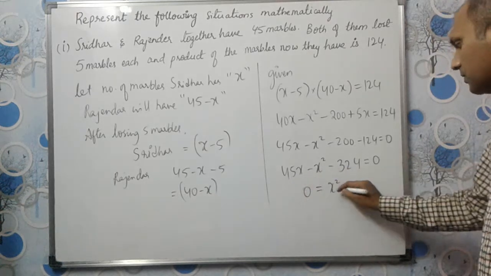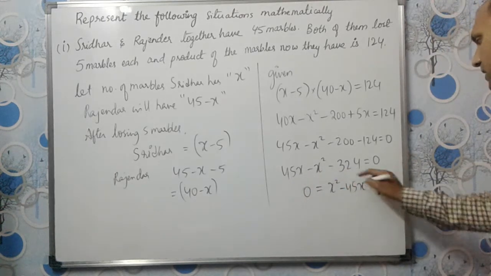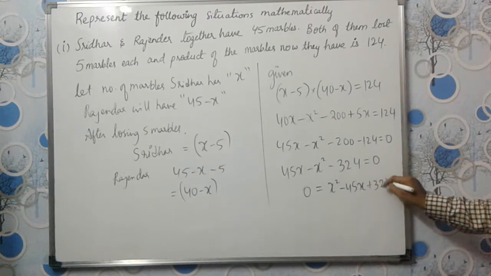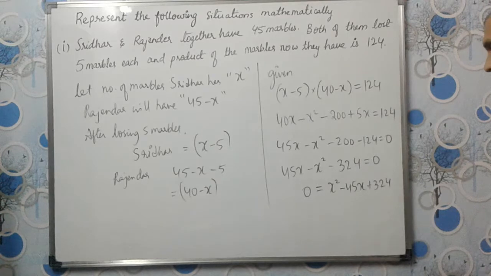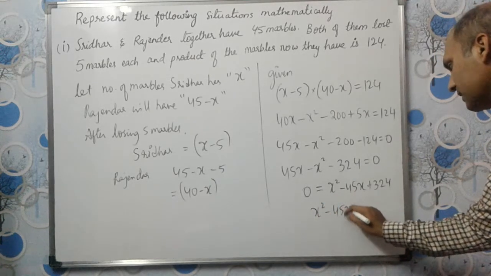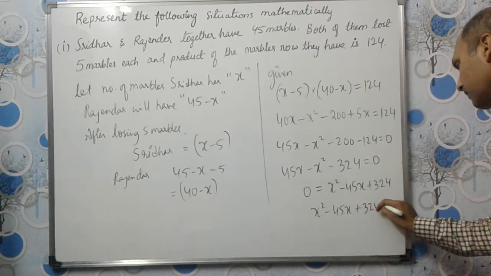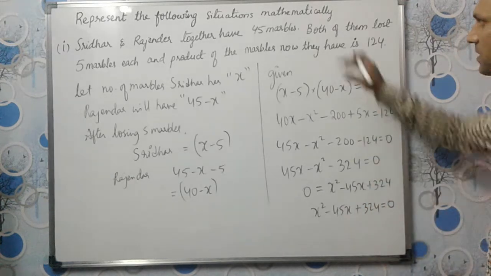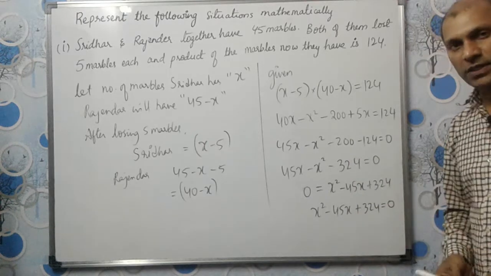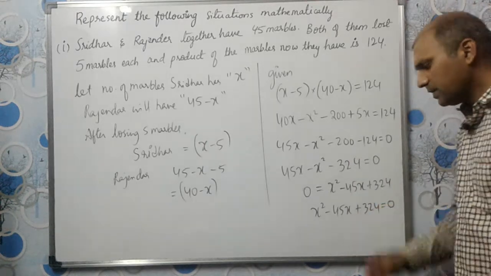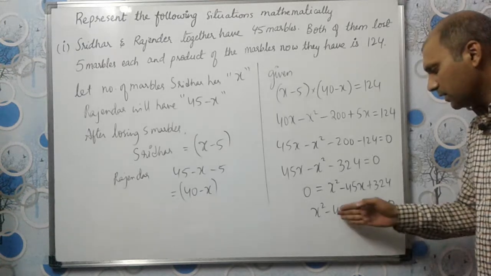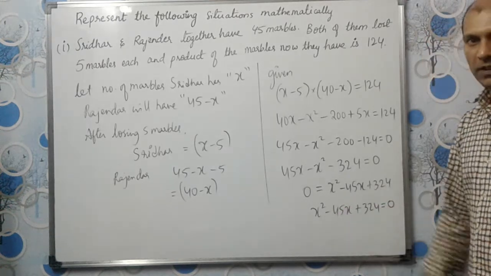This 45 goes on the other side, becomes minus 45x. This minus 322 goes on the other side, becomes plus 324. Okay, so we have x square minus 45x plus 324 is equal to 0. This is the situation we are representing in the form of a quadratic equation. See, we need not find the roots of this quadratic equation. If you are willing to find them, you can find them using the factorization method or splitting the middle term.